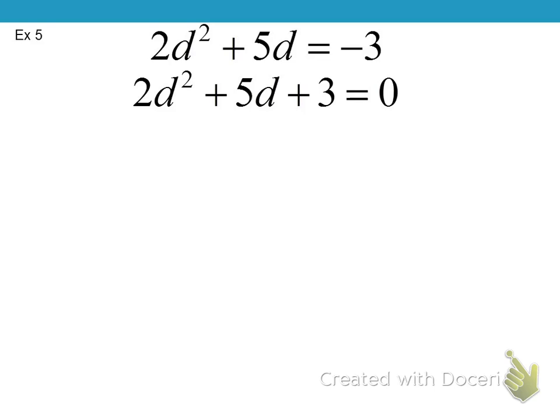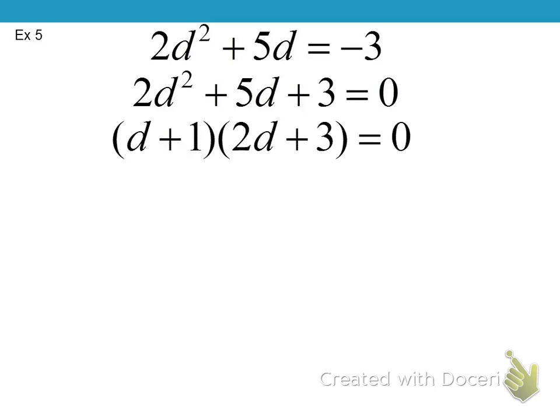I have a d squared, a d, and a regular number. So what can I do? It's gonna be MA. Yes, this is the MA. I'm going to do some work off to the side because a lot of you are still struggling with MA when it's not a 1 right here.